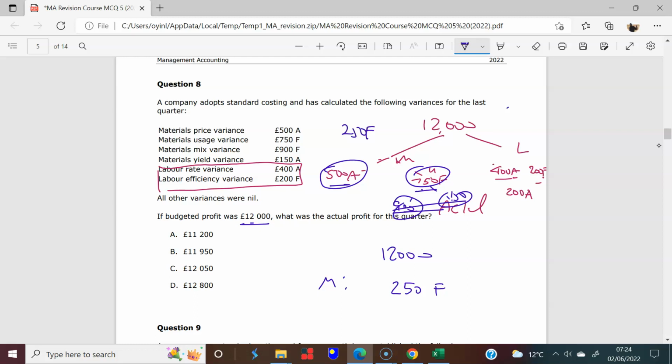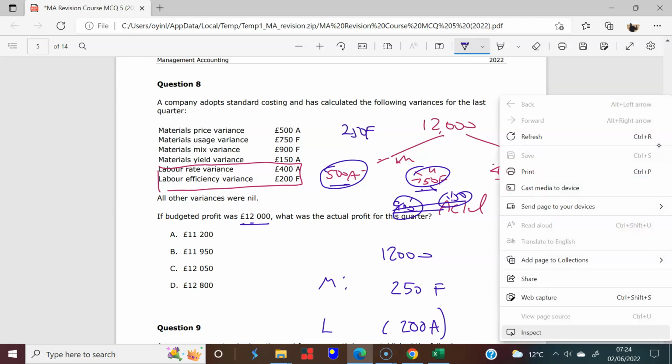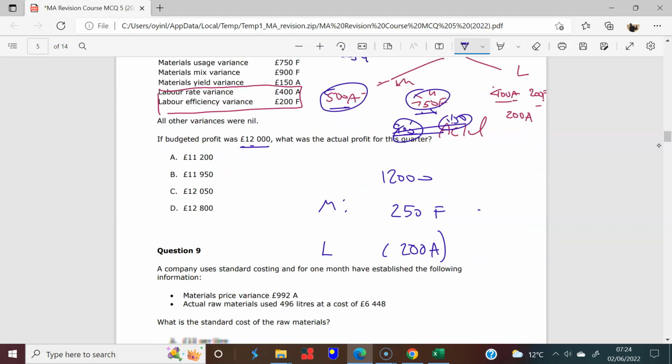But here I have an adverse variance of labor. So an increase in my labor costs increases my costs and thereby reduces my profits. So my actual profits, because remember this is all about going from the standard to the actual, my actual profits would be 12,000 plus 250 minus 200, which is 12,050, and your answer is C.